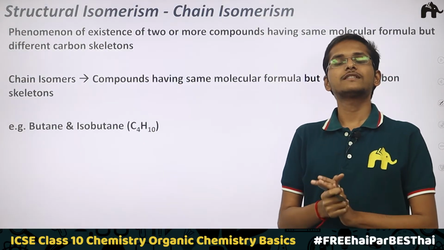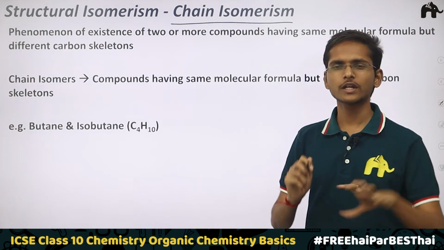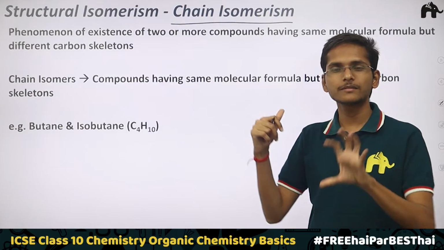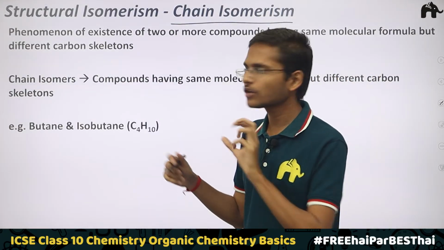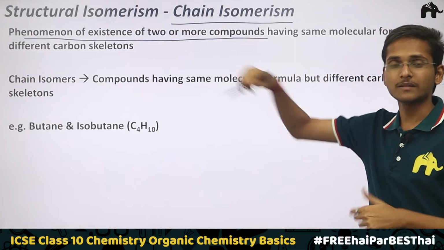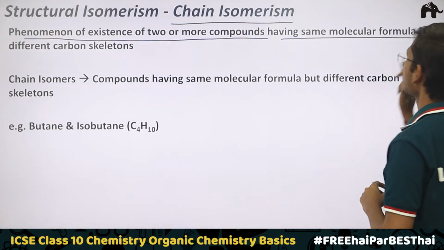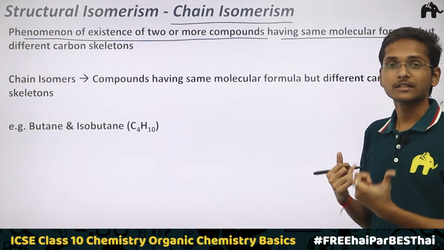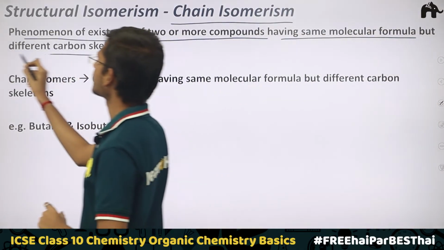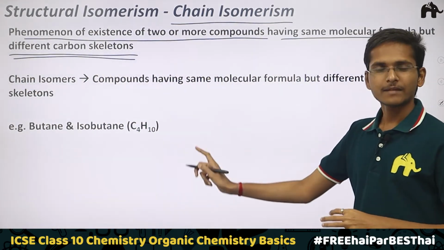Okay friends, so now let's see the two types of structural isomerism one by one. First is chain isomerism. The meaning of chain isomerism is also very simple. It is simply the phenomenon of existence of two or more compounds, the same as the definition of isomerism, but here the two or more compounds have the same molecular formula but different carbon skeletons. Now, carbon skeleton we all know. So let's see an example and then we would understand.